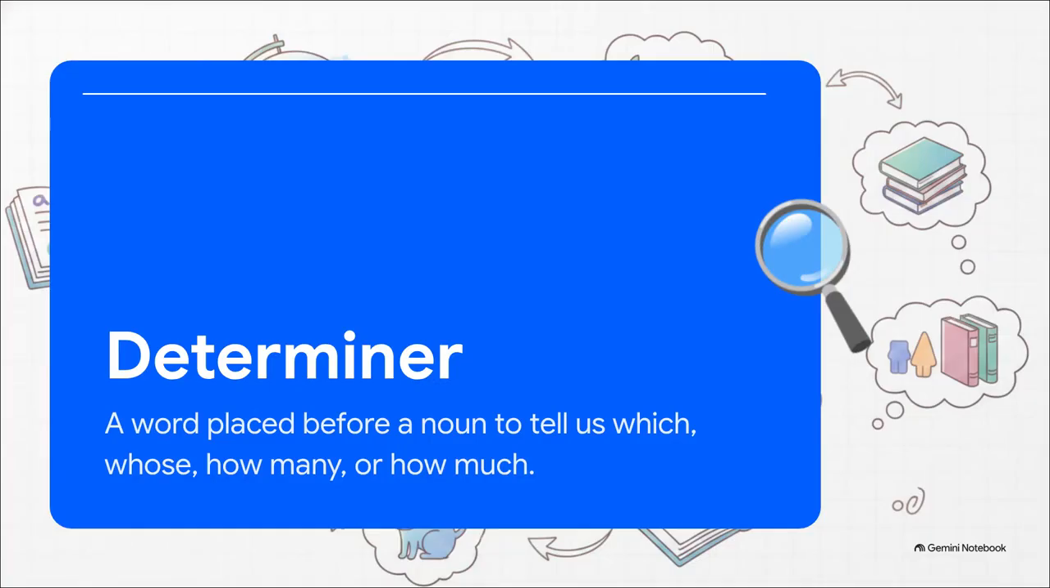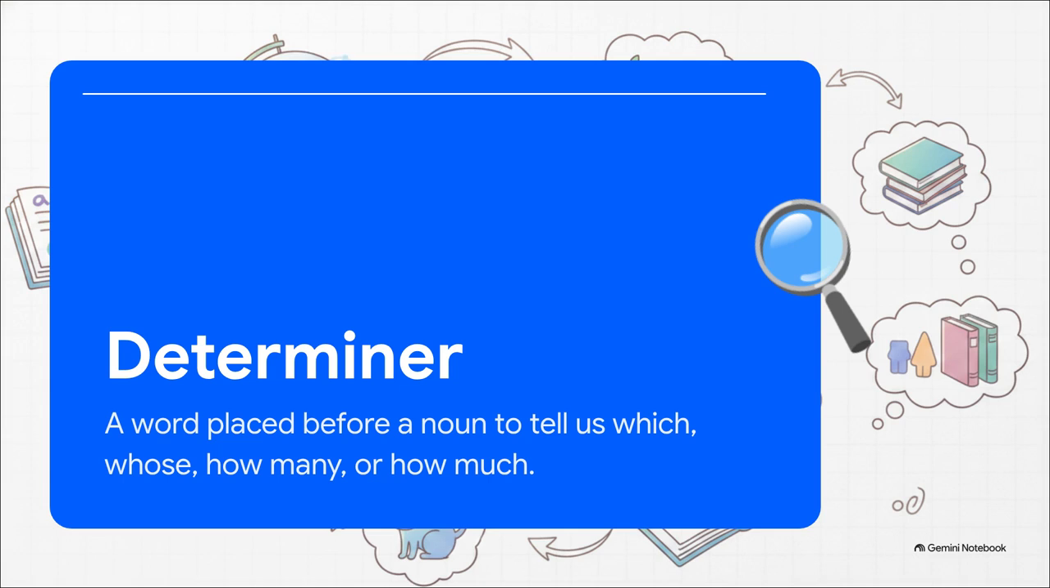So, what exactly is a determiner? Well, it's simply a word placed right before a noun to tell us which person or thing, whose it is, how many, or how much. Think of determiners kind of like royal heralds. They walk out in front of the noun and announce the really important details about what's coming next.